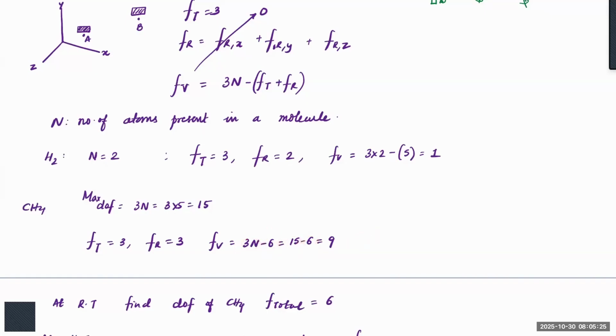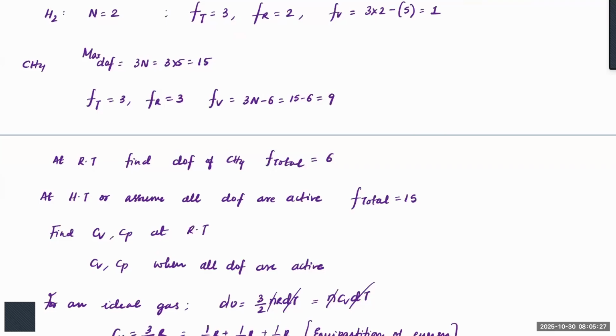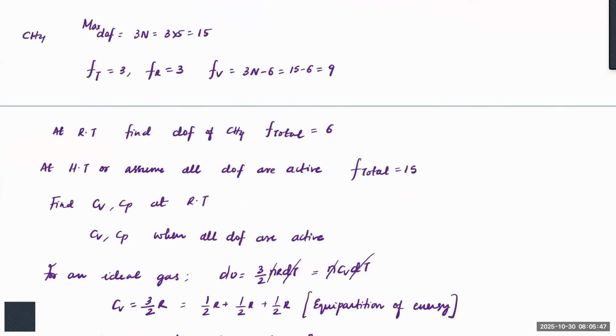You know that at room temperature, if you want to find the degrees of freedom of methane, you'll find the total degrees of freedom are 6. And at high temperature, we assume all the degrees of freedom are active, that means even the vibrational is active. So the total degrees of freedom will be 15.